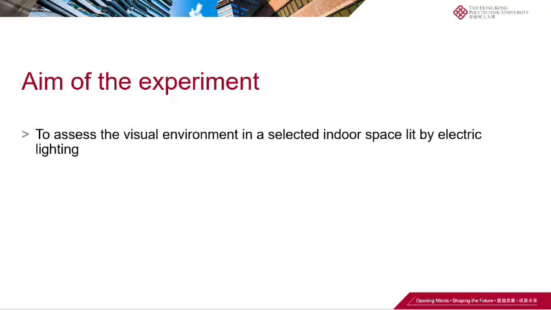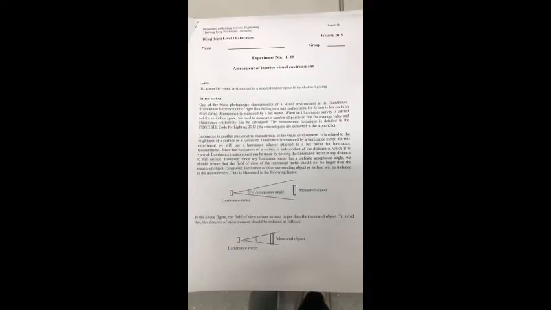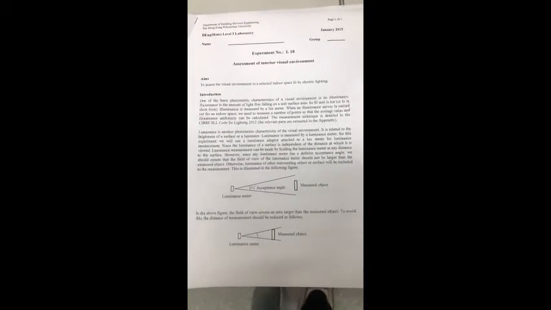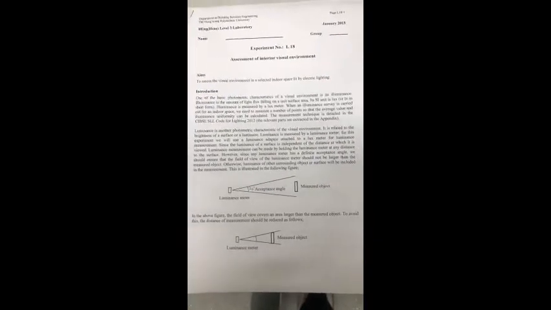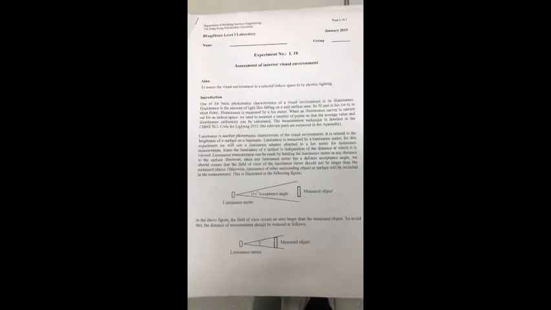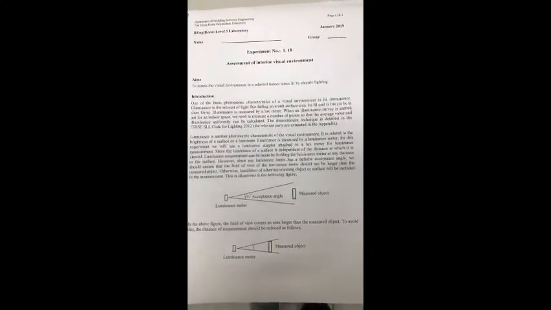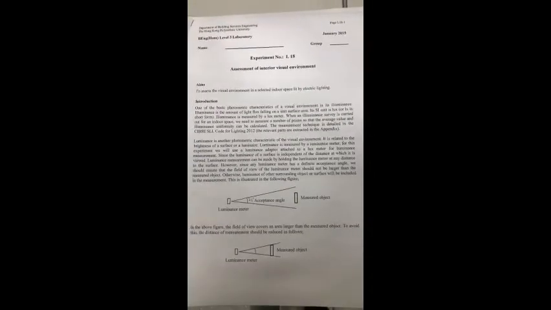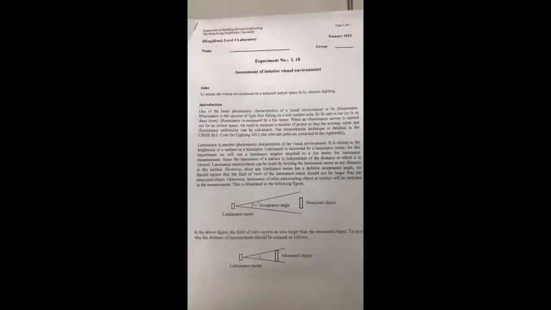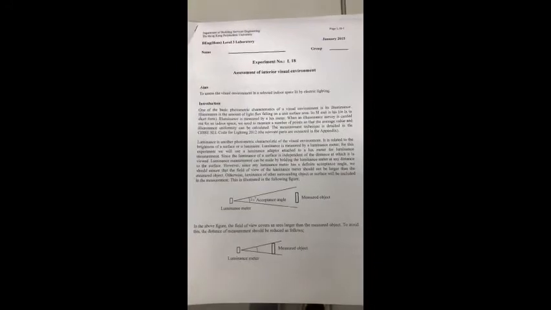The purpose of our experiment is to assess a visual environment in a selected indoor space lit by electric lighting. One of the basic photometric characteristics of a visual environment is its illuminance. Illuminance is the amount of light flux falling on a unit surface area. Its unit is lux. Illuminance is measured by a lux meter.